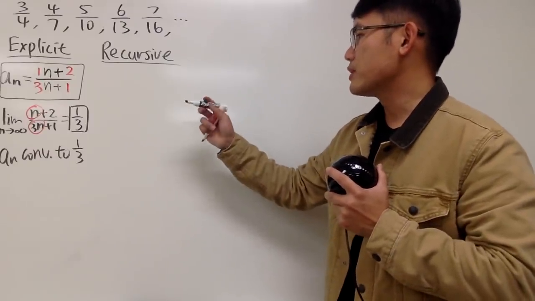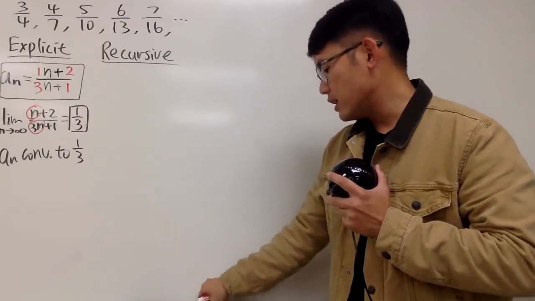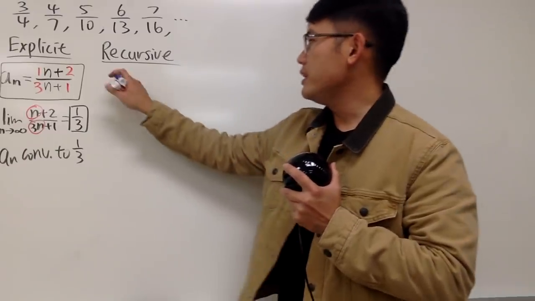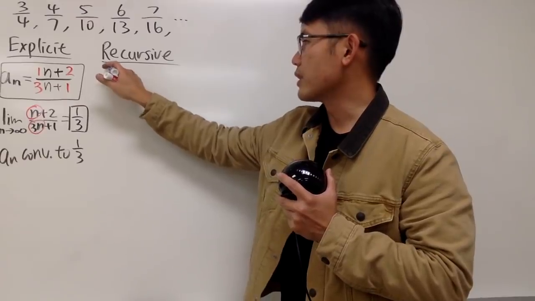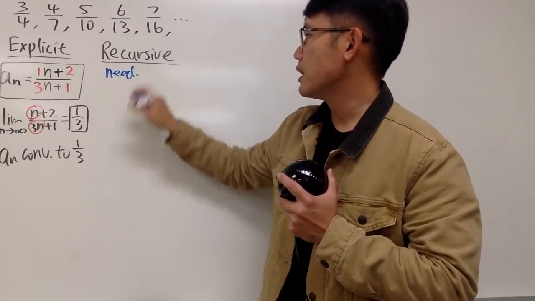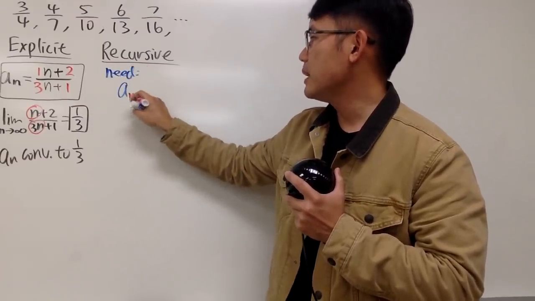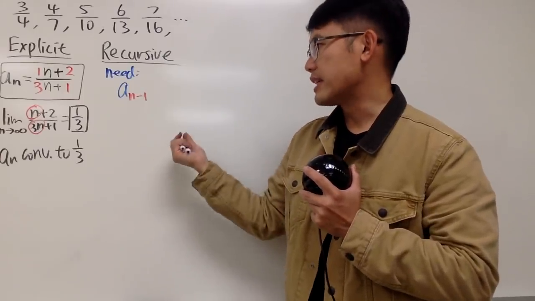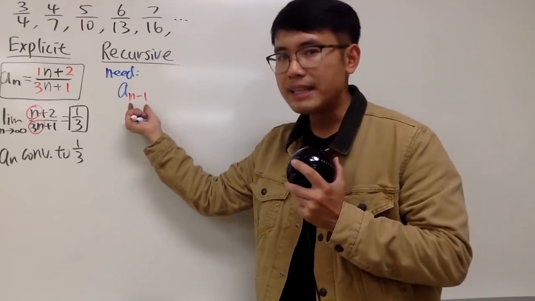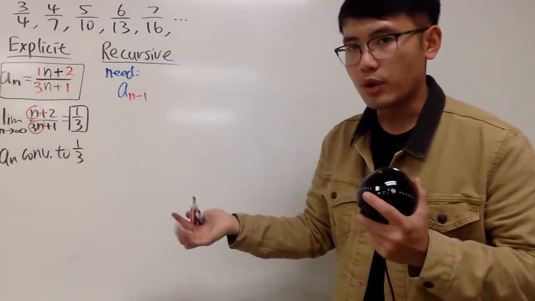But anyway, let me just write this down right here for you guys in blue. We need a previous term, so let me just write this down right here. We need a sub n minus 1, namely the previous term. To get this, it's not that bad at all because we can just put the n minus 1 in here and here, and then we can work that out.